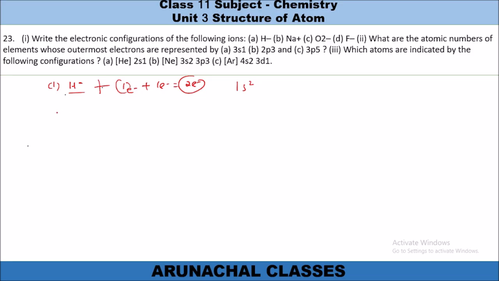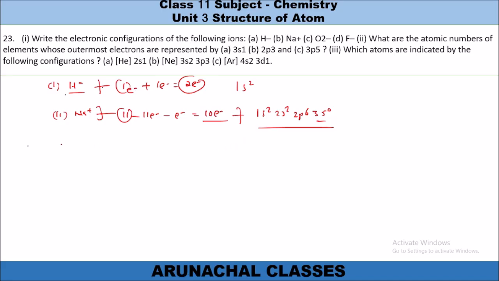Second one we have sodium ion. Sodium atomic number is 11, so 11 electrons are there, and as it is Na positive, we have to remove 1 electron. It will be 10 electrons, so it will be 1s2, 2s2, 2p6, then 3s0. For a sodium atom, it would be 3s1. As we have removed 1 electron, that electron is absent here.